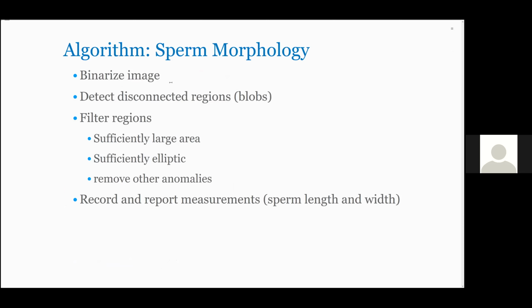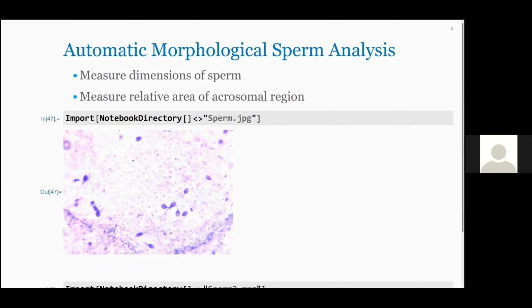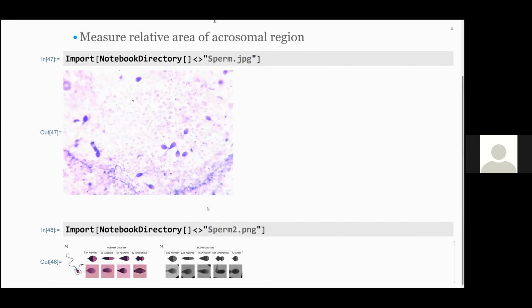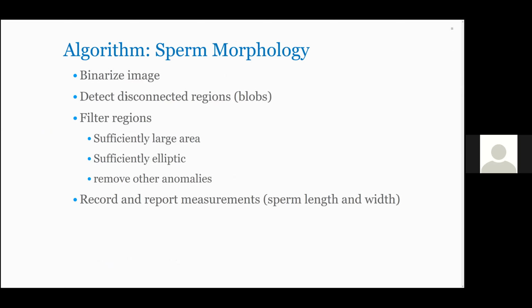So the algorithm, broadly speaking, is going to be to binarize the image, right? So we want to basically do what we just did. We want all the sperm bodies to be black, everything in the background to be white, ideally. So we're going to detect disconnected regions. So we're going to detect blobs. So this is the process called blob detection.